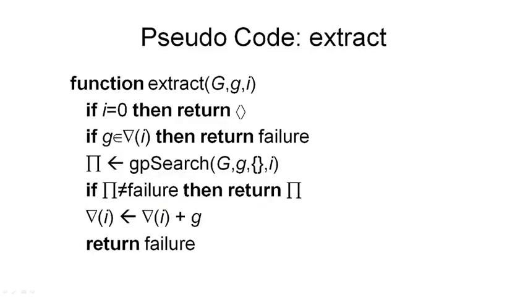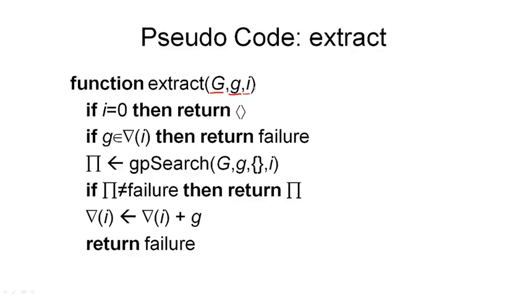Okay, now it's time to put all this into pseudocode. And this is the first of two functions that we will define to perform the backwards search. The function extract takes three parameters. The first parameter, capital G, is the planning graph that we've generated through our forward expansion mechanism. The second parameter is the goal that we are currently looking for. This is originally the overall goal of the planning problem. And finally, the parameter i tells us where in the planning graph we're looking for this goal. And we're looking for it in the ith proposition layer.